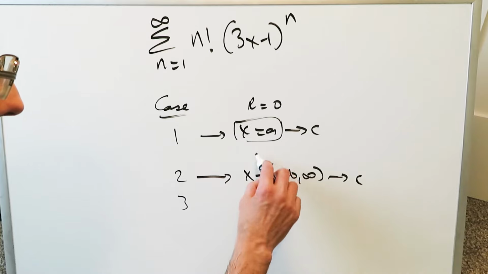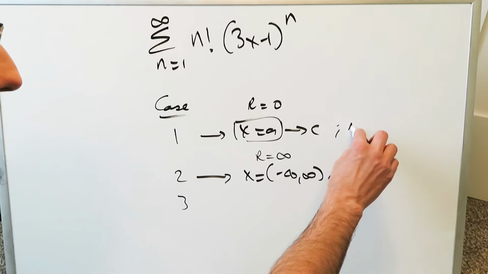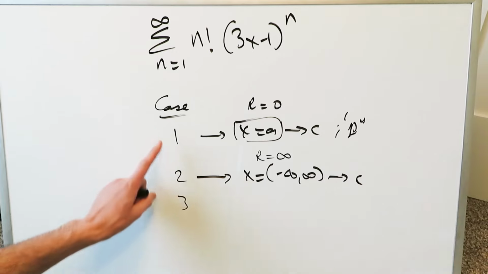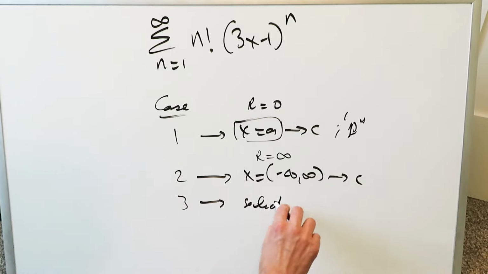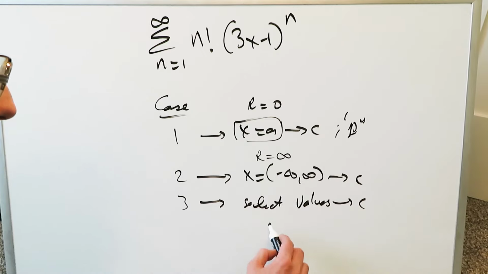Here you have every value. Your radius of convergence is always infinity. All values give you convergence. Here all values give you divergence except for that one specific value for which you have convergence. That's your case 1, case 2, case 3. There's a select values for which you have convergence, and you know, here you have that interval notation.